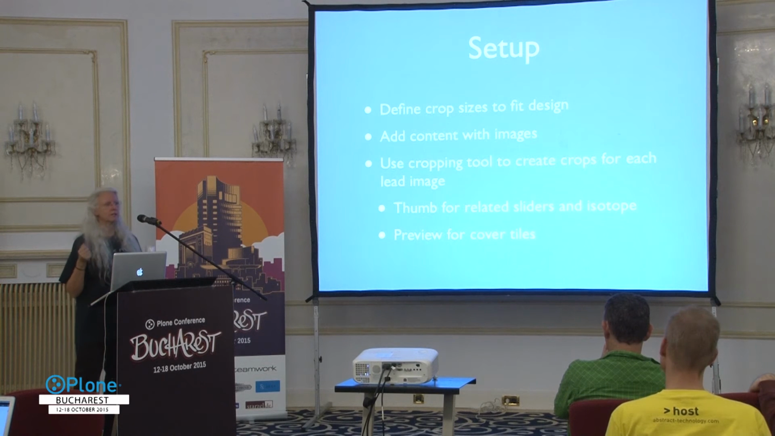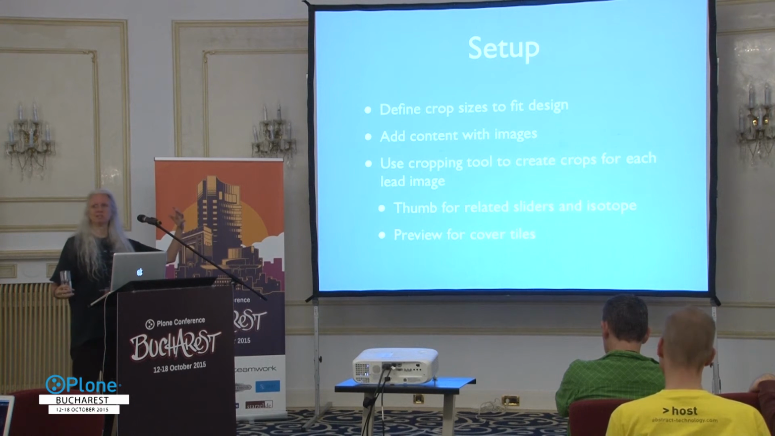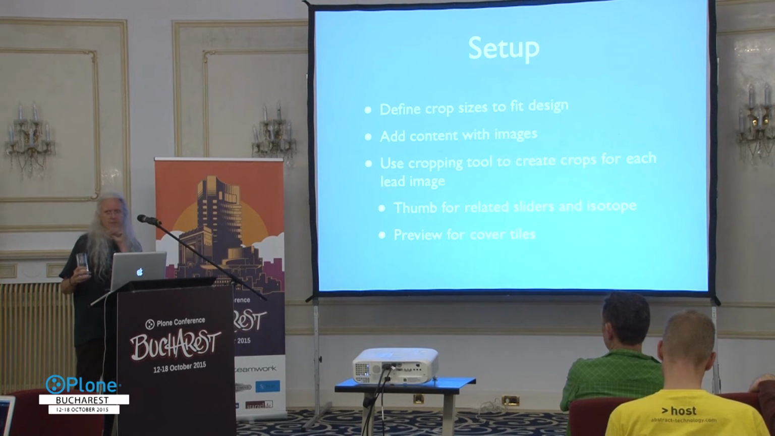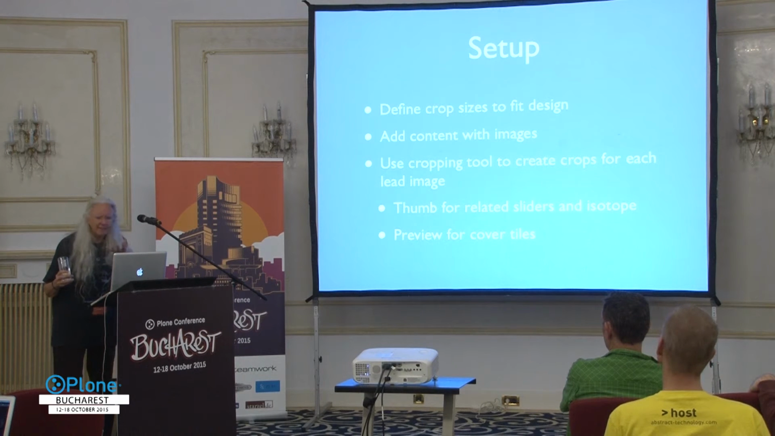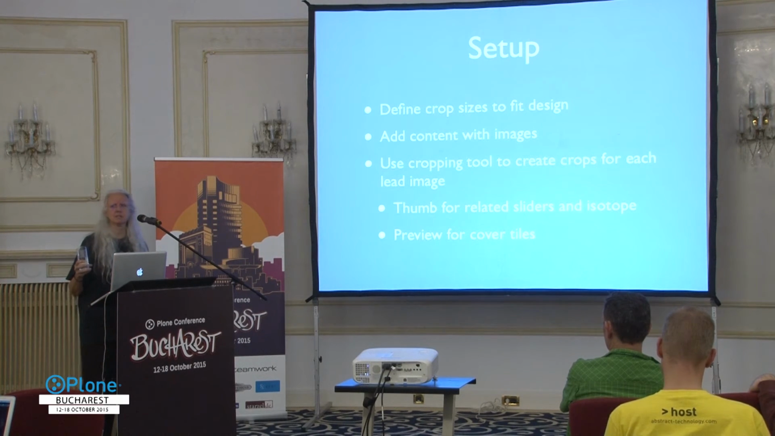Then add all the content with images, projects, team members, add their images, et cetera. And as you're adding these images, and some of them are just plain old images on the site, as you're defining that, you need to use a cropping tool to actually create crops for each lead image. Because, for example, for projects, the lead image for the project is a big screenshot of what that page looks like. But for the little related slider view or the isotope view, that would be very small and kind of meaningless. So I wanted to make a crop that featured the gist.